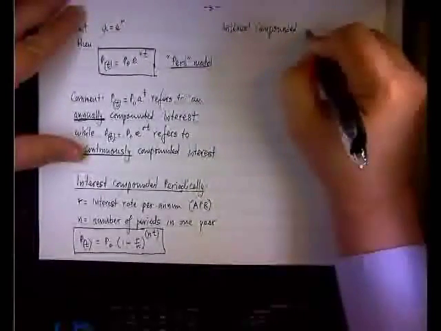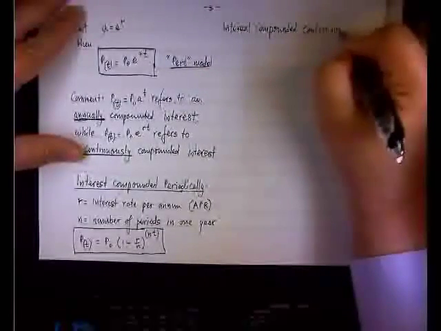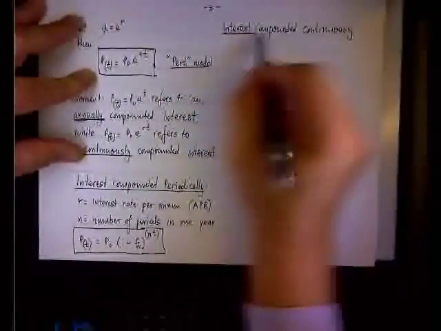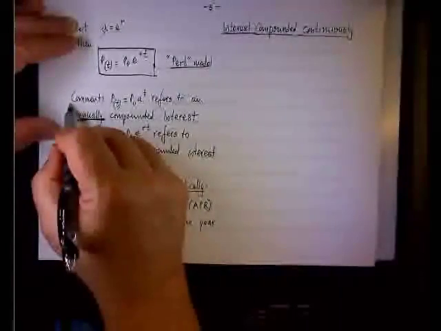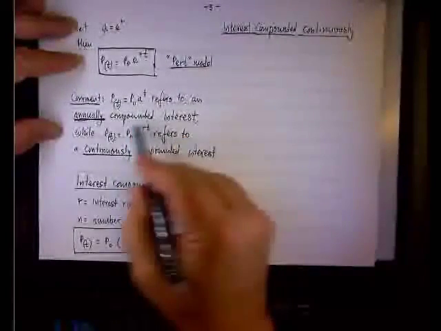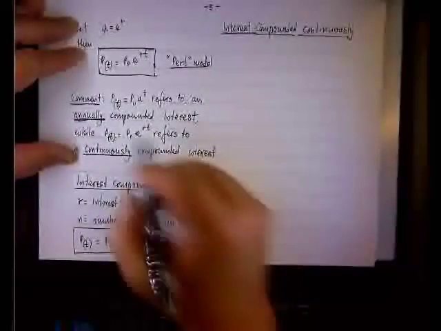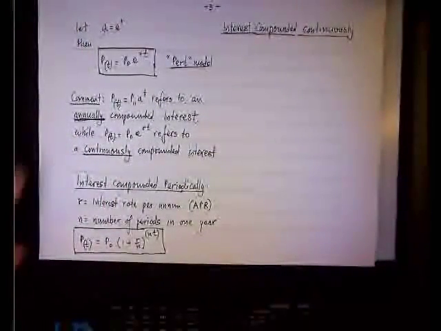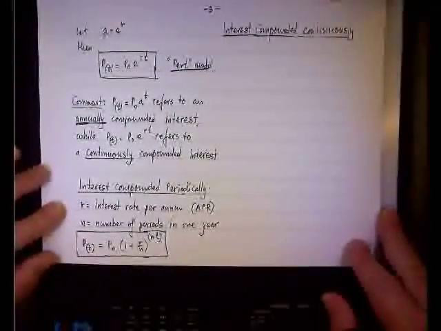And what I'm doing next is really giving you the proof of the PERT model. You see the comment here underneath that says the PAT refers to annually compounded interest and the PERT refers to continuously compounded interest. And I just made a statement here without showing you why. Here comes the why, or the proof of that.